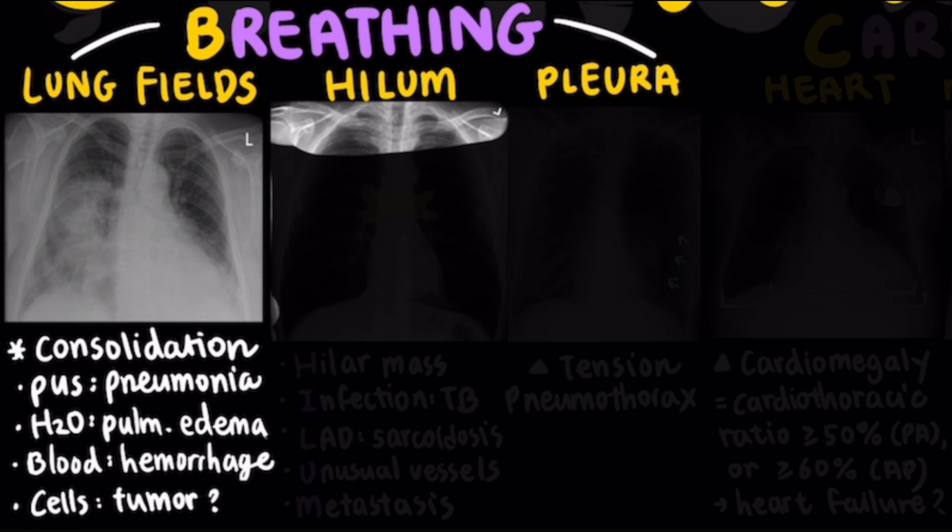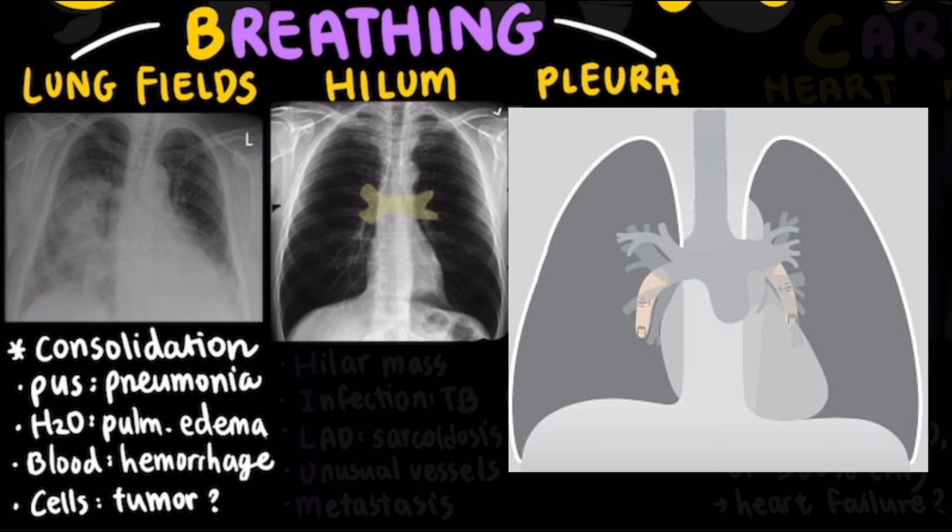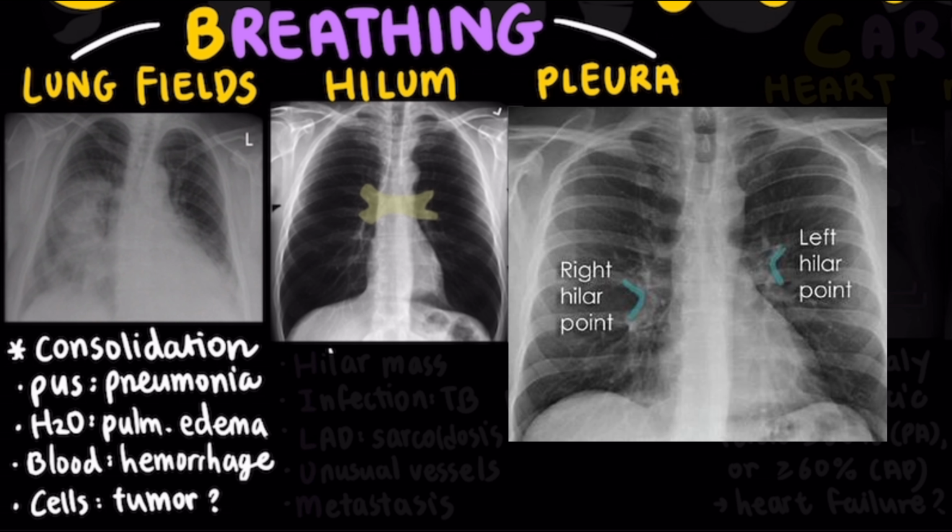Next, take a look at the hilum. That's the central region where major structures enter and exit the lungs. It includes the pulmonary arteries and veins, the main bronchi, lymph nodes, and bronchial vessels. On a chest X-ray, it appears as a soft triangular shadow near the center of each lung, just beside the mediastinum. Normally, the left hilum sits slightly higher than the right, and both should look symmetrical, not too large, not too dense.